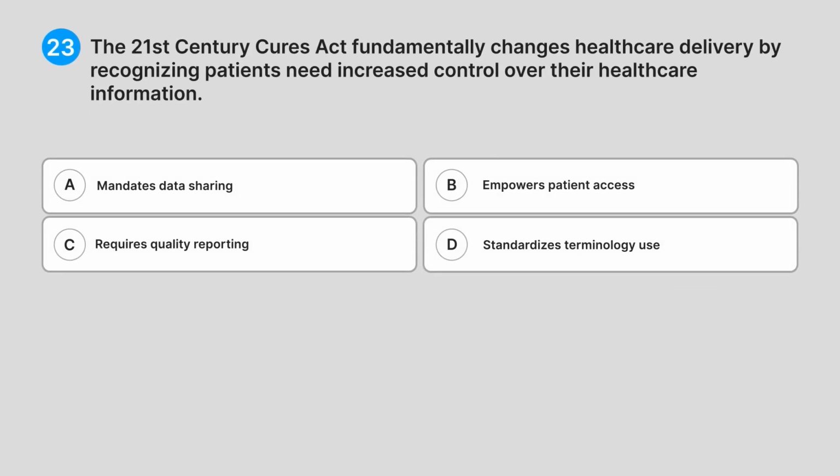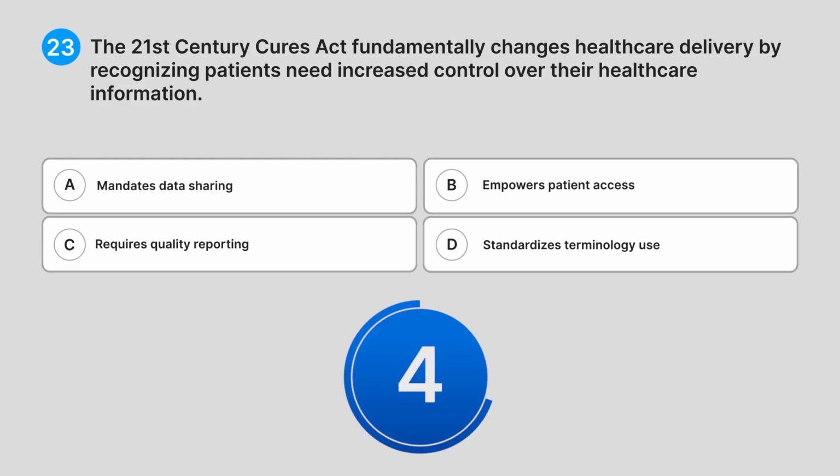23. The 21st Century Cures Act fundamentally changes healthcare delivery by recognising patients need increased control over their healthcare information. A. Mandates data sharing. B. Empowers patient access. C. Requires quality reporting. D. Standardises terminology use. Can you guess the answer?